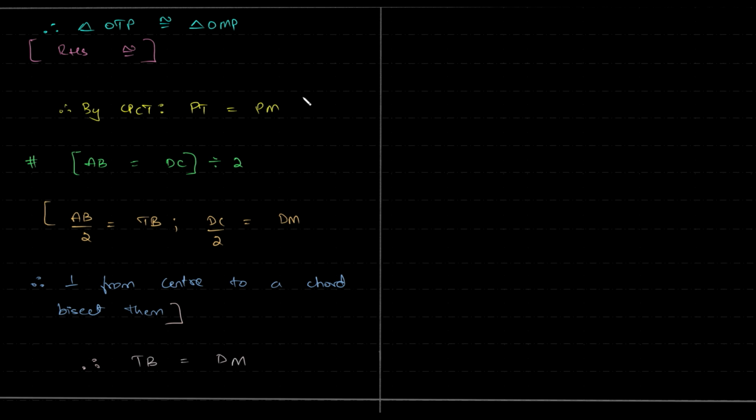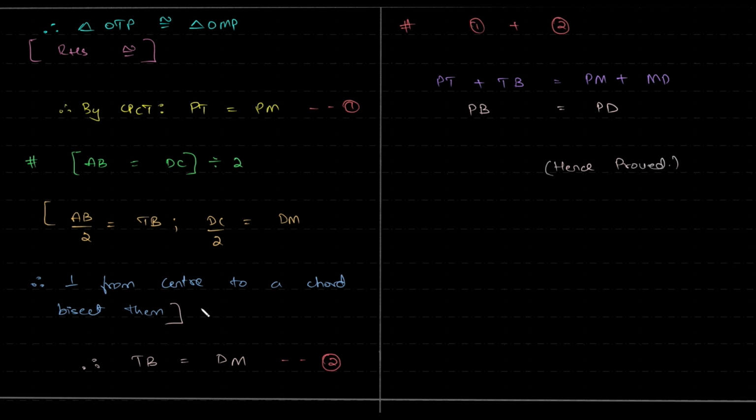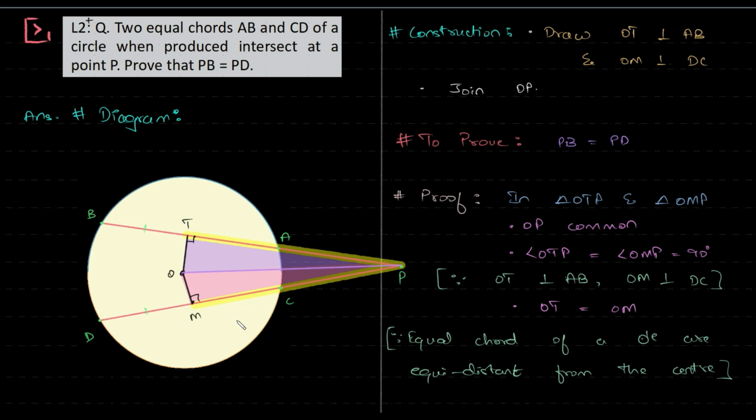But how can I use this? How can we use this? I'll call this 1 and this 2. Yes, we need to add 1 and 2. So we have PT plus TB is equal to PM plus MD. So clearly all of this is equal to PB and this is equal to PD. And we have the answer. Okay, yes, that's it. You can pause and have a look at the answer.